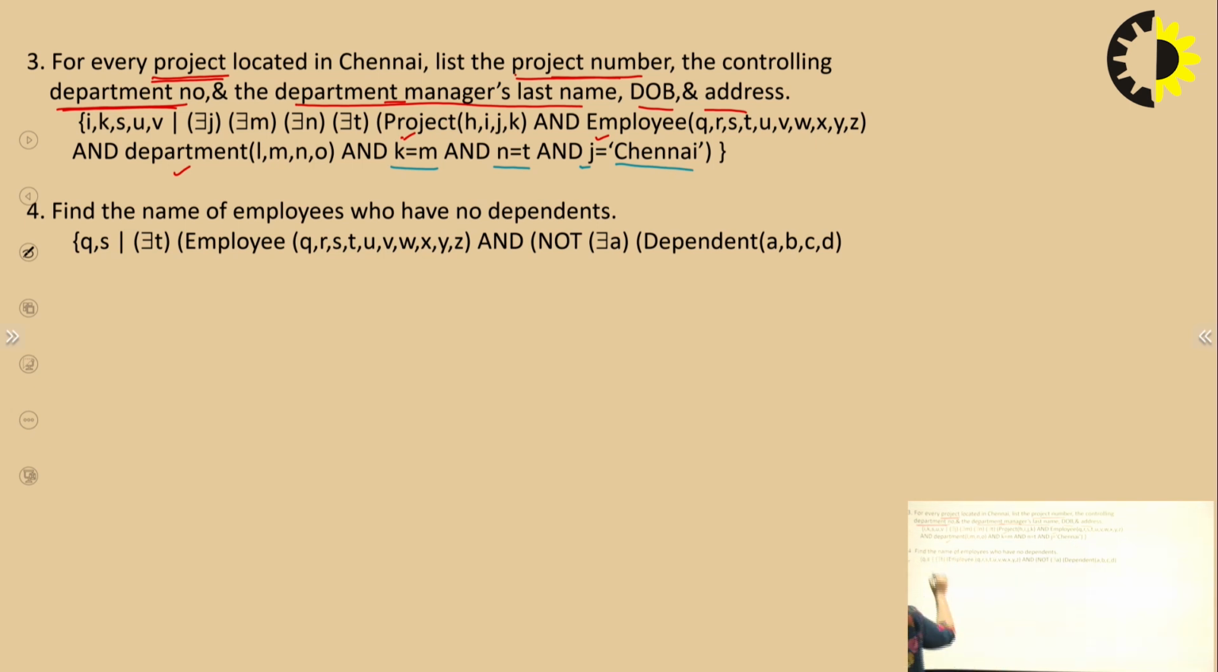What we want to fetch, that means we want to fetch the department manager last name, date of birth, department number, project number. These are all the variables, and there exists an employee. Here there exist some employees who are working on the project located in Chennai. Now last query is: find the name of employees who have no dependents. That means some employees are having their dependents, that means they are leaders in a company and they are having some dependents. So we have to find out the name of employees who have no dependents.